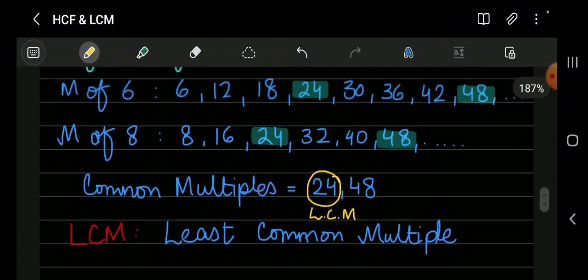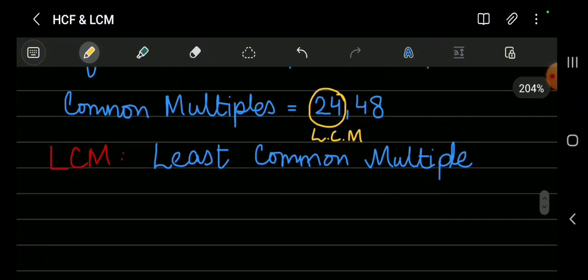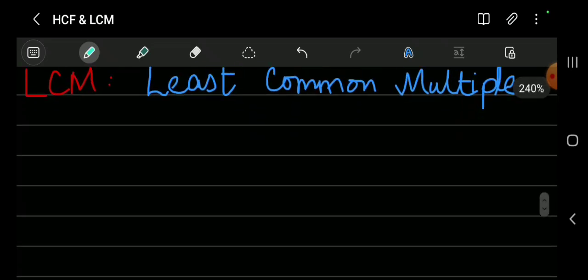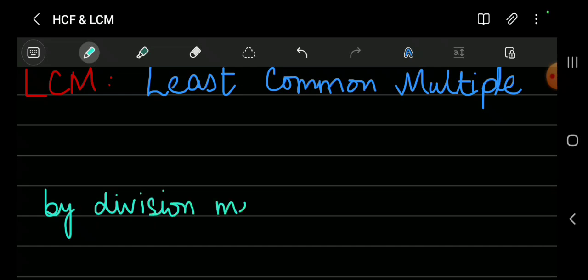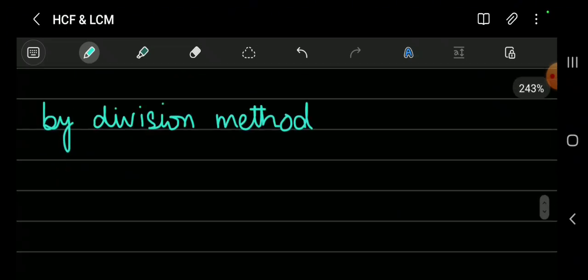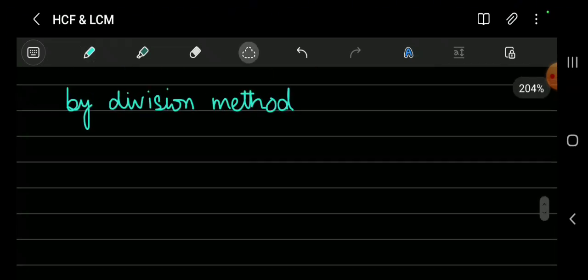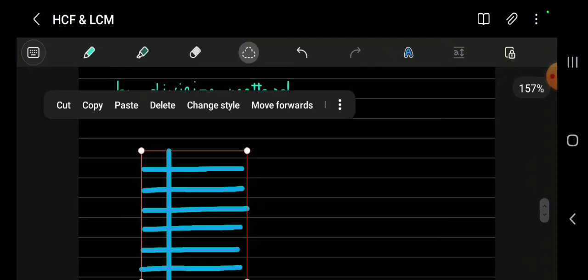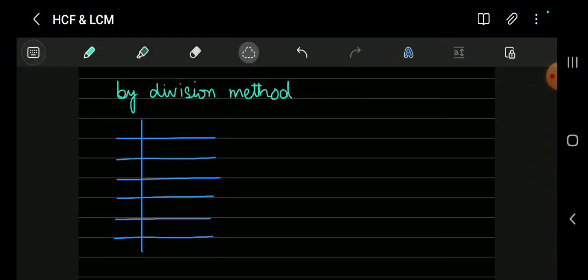There is another way of finding LCM, and that is by division method. The same division method will be used to find the least common multiple. I'll show you how, using the same grid or the lines to find it out.